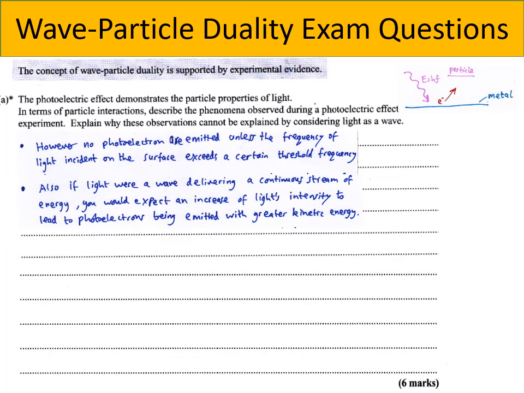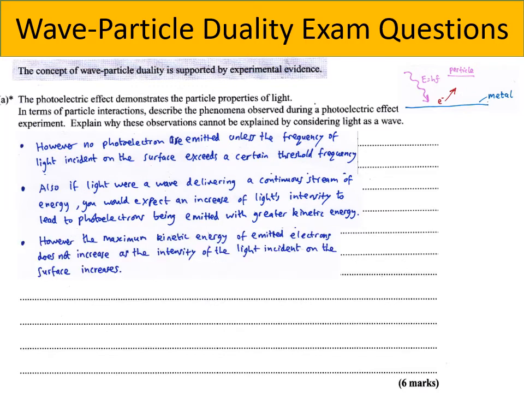Also, if light were a wave delivering a continuous stream of energy, you would expect an increase of light intensity to lead to photoelectrons being emitted with greater kinetic energy, but that is not the case. What we actually see is that the maximum kinetic energy of emitted electrons does not increase, even if we increase the intensity of the light that is incident on the surface of the metal. And that should be enough to get you your 6 marks.